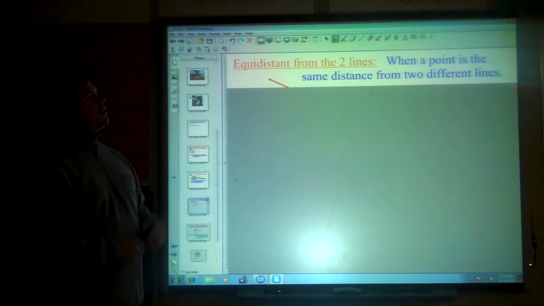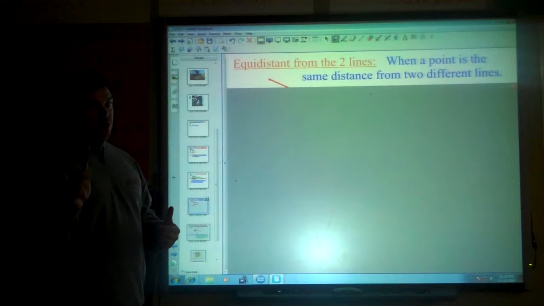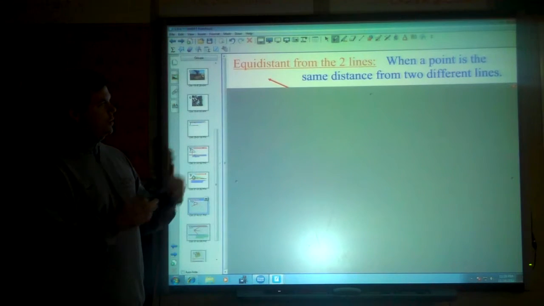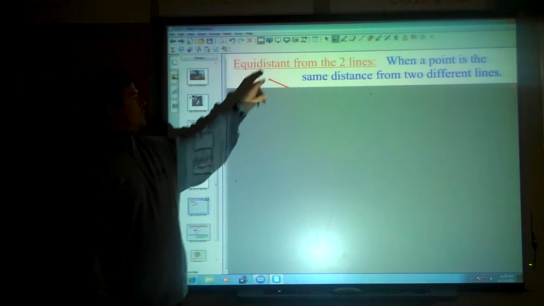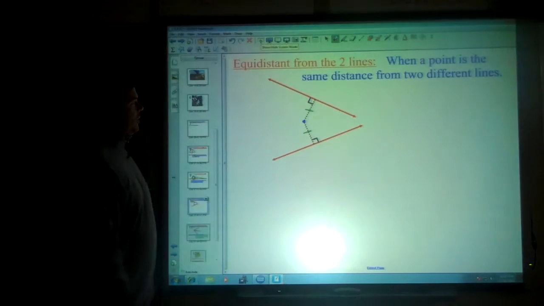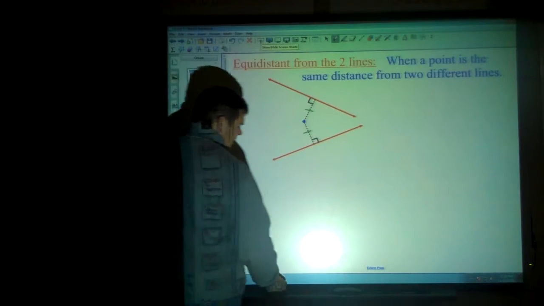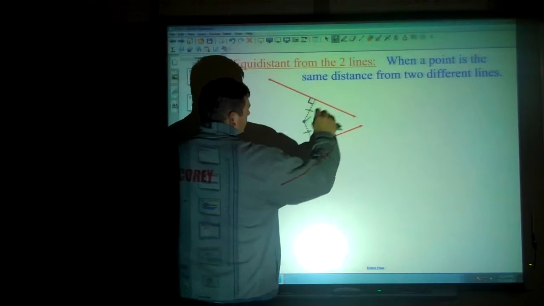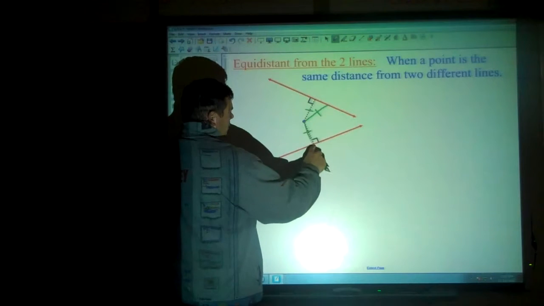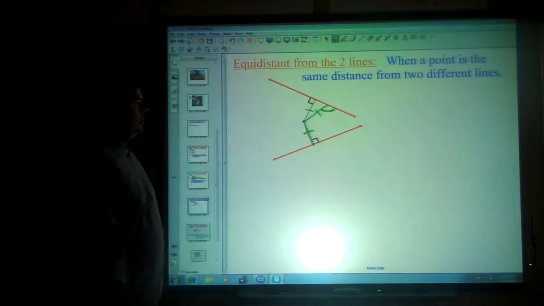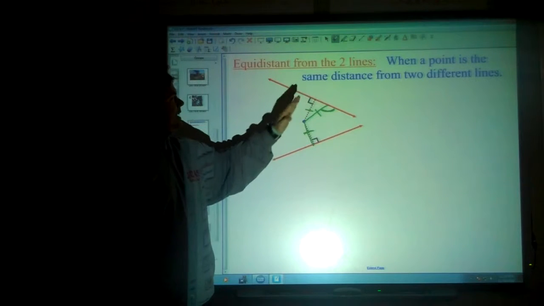Now, to be equidistant from the two lines, again, we're talking distance, which means we're going to be talking about 90-degree angles where they come in. When a point is the same distance from two different lines, we're talking about this. You'll notice I put 90 degrees here and 90 degrees here. I am not saying that this distance equals this distance, because this would not be 90. It has to be where it comes in at 90 to be the same.